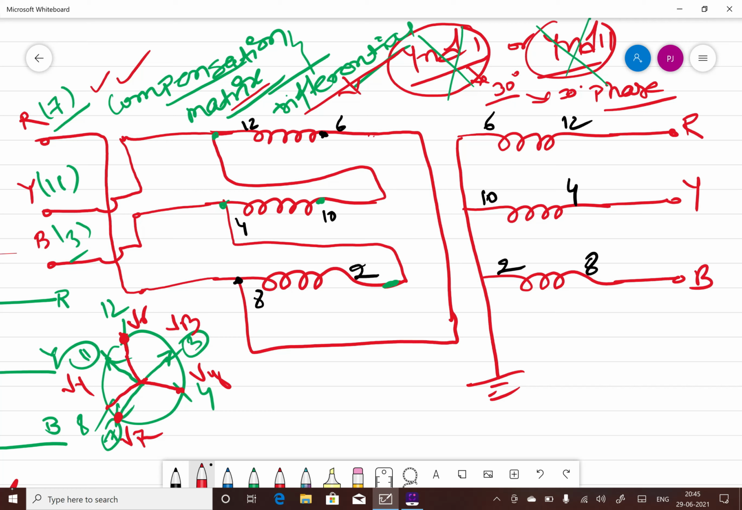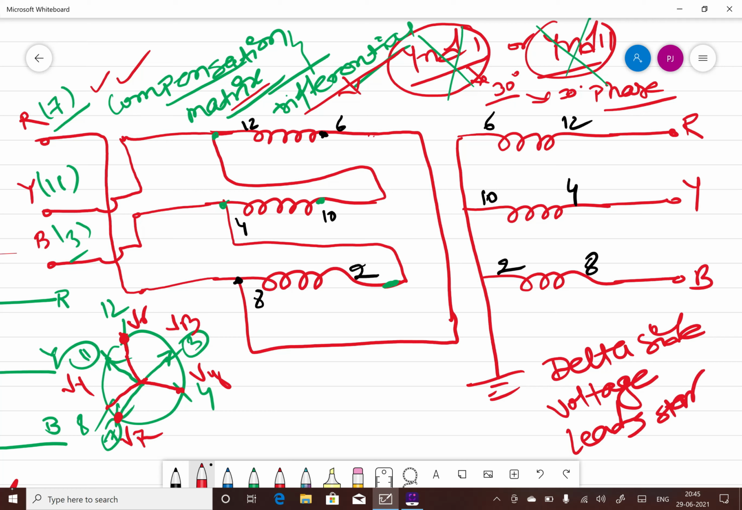And if you see here, now this delta side voltage leads your star side voltage by how many hours? 12 minus 7, that is 5 hours.